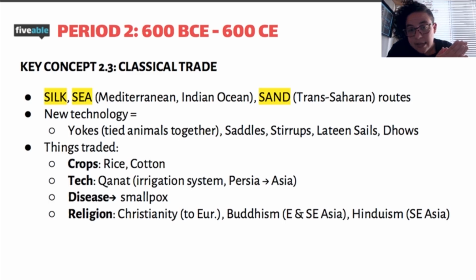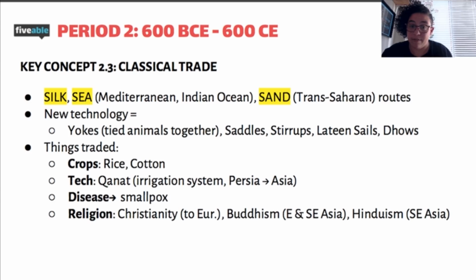Then the last thing that's important that's being traded is religion. So anytime people come into contact with each other, they are trading their ideas. Just like they're trading their technology, they're also trading their religions. And so what you do see is a lot of merchants are trading, but they're sharing their ideas in terms of belief systems. And so Christianity will spread to Europe in the Mediterranean basin.